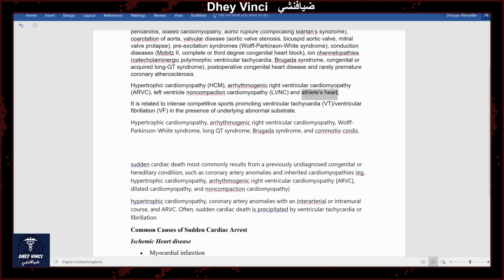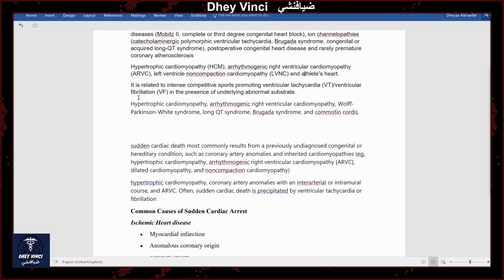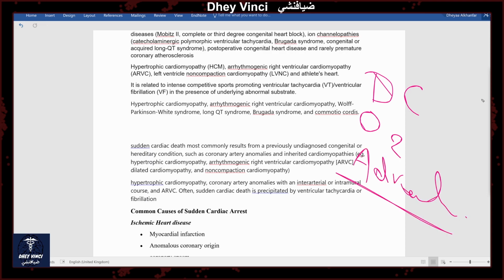Athlete's heart is a hypertrophic cardiomyopathy because of the overactivity of the heart. So all of these causes I've mentioned cause ventricular fibrillation or ventricular tachycardia, and that's why the team doctor performed DC shock, oxygen, and other medications like adrenaline to save his heart. So that's why DC, it could have had VT or VF. So that's why they shocked him. This is still a possibility.